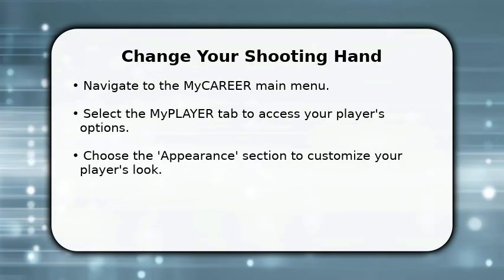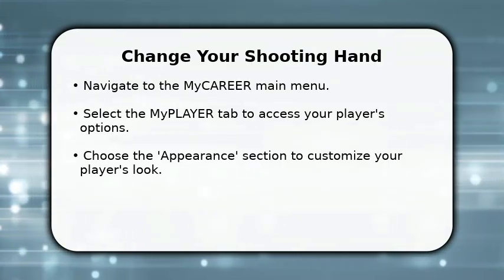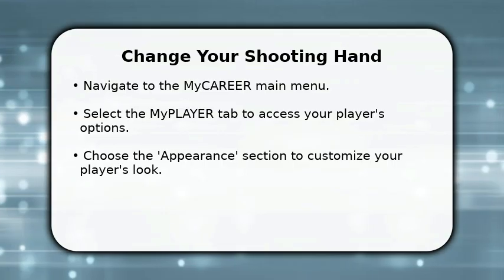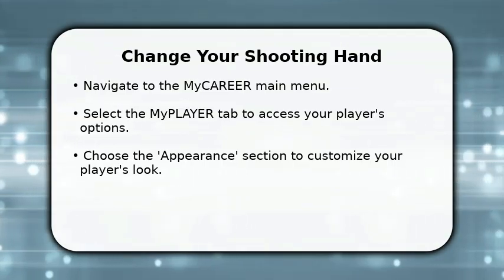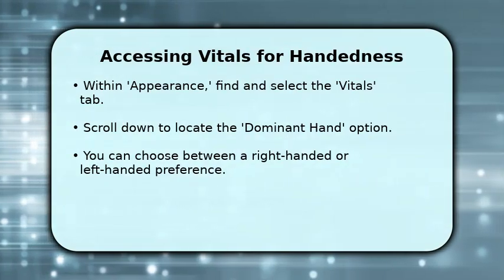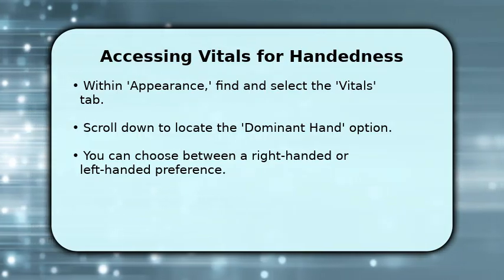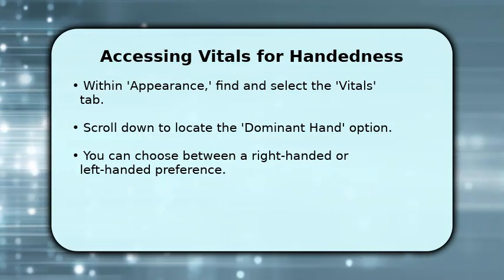Next, proceed to the Appearance section, which is where you can customize your player's visual attributes. This straightforward path will lead you directly to the setting you need to adjust your dominant hand. Once you are in the Appearance menu, look for the Vitals tab. This section contains fundamental information about your player, including their handedness.